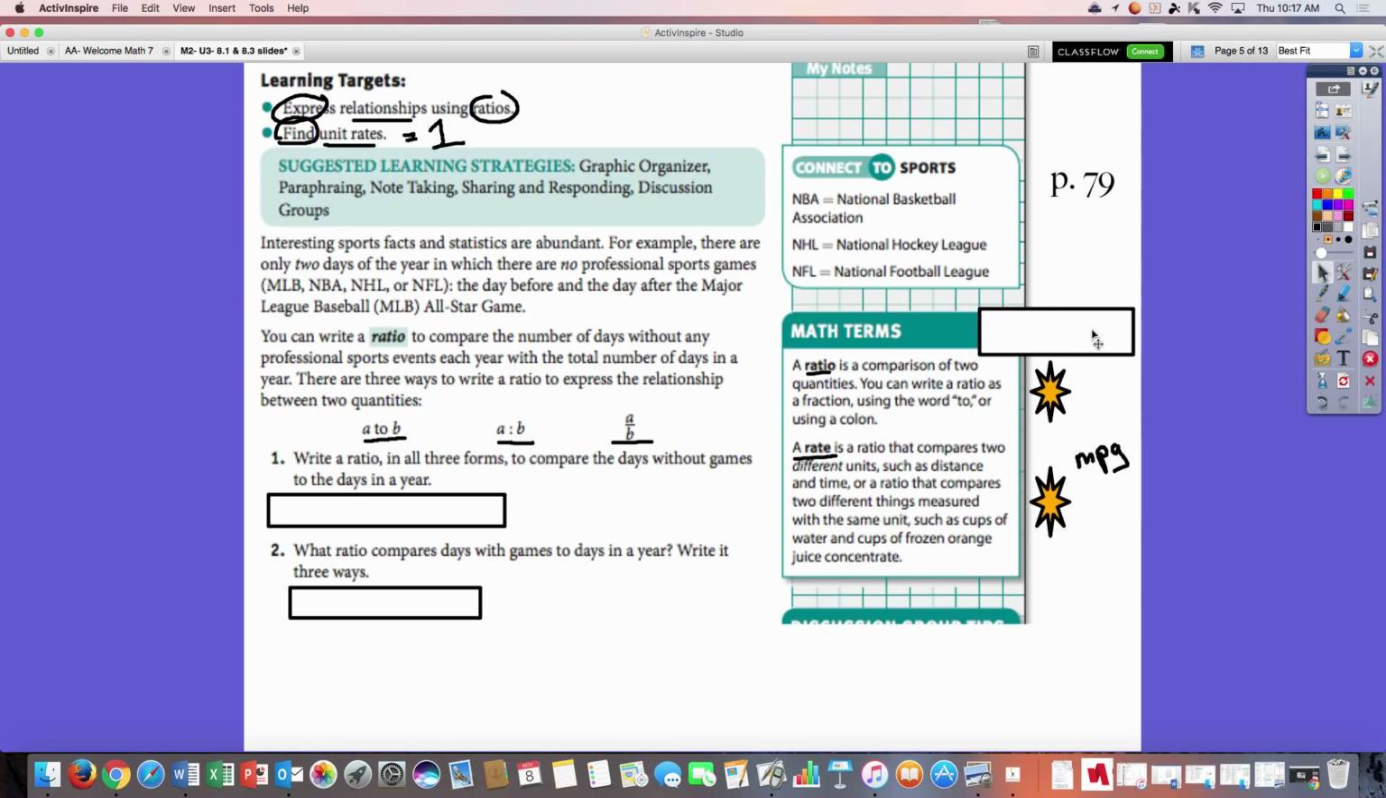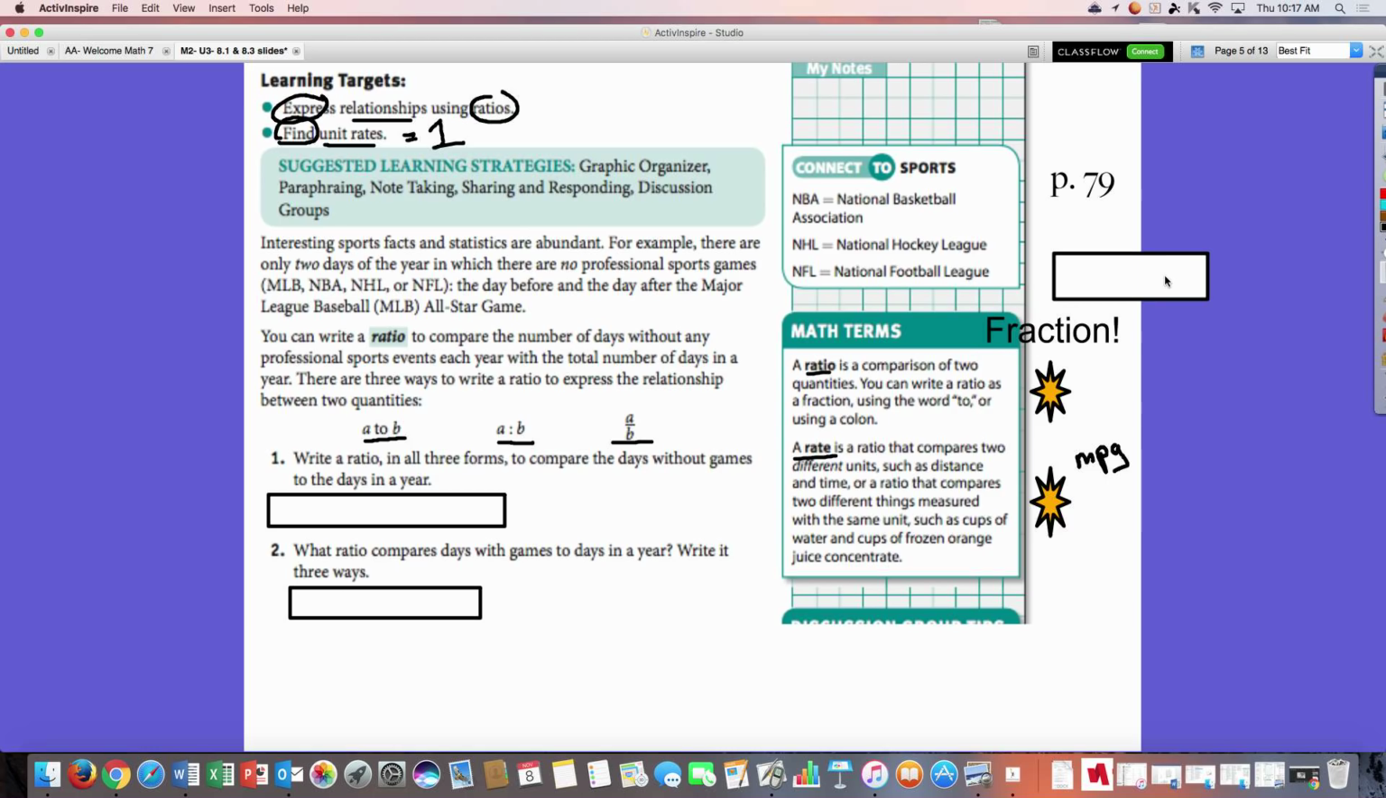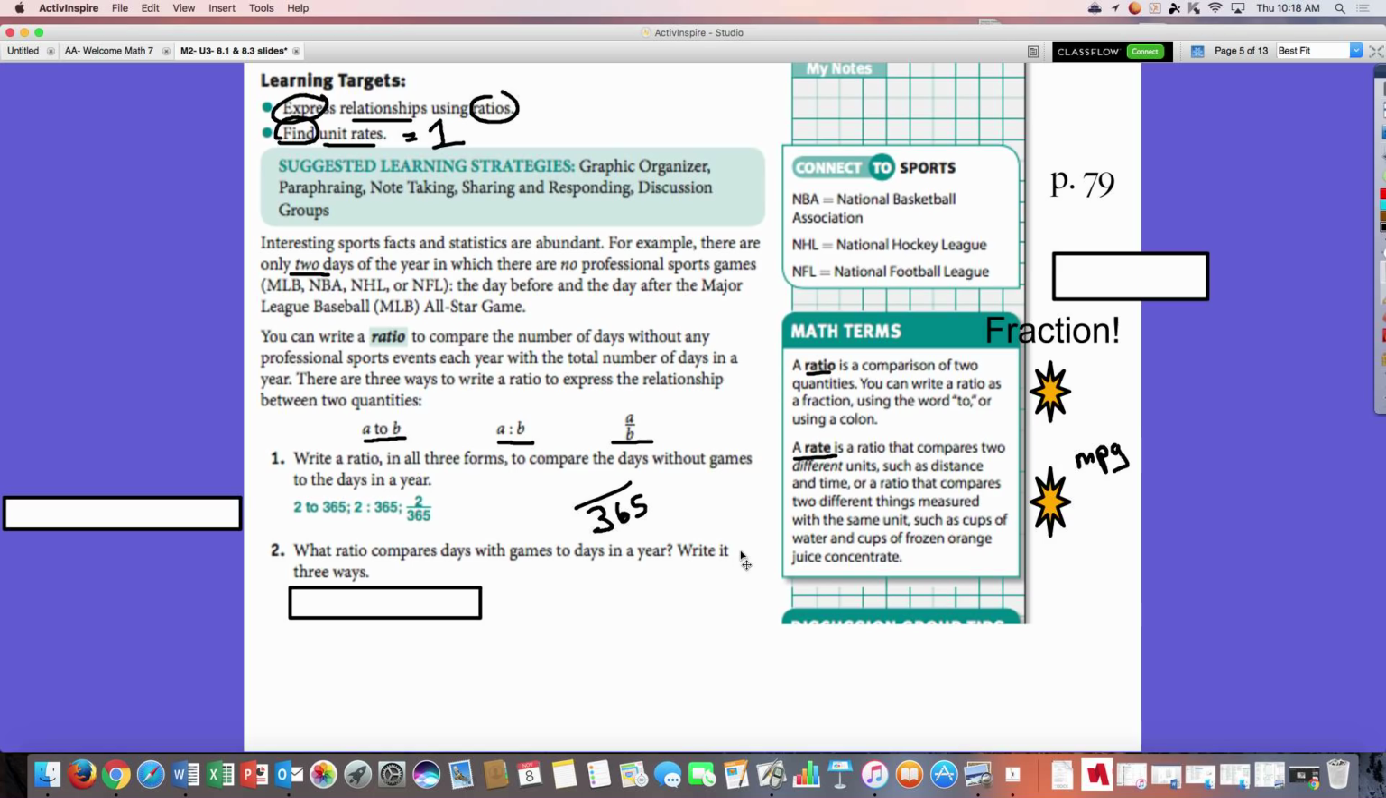But really all we're doing, we're talking about fractions. It says write a ratio in all three forms to compare the days without games to days in the year. Well, how many days are there in a year? 365, right? How many days are there no games? Well, we told you there's only 2. 2 days without any games. So to write that 3 ways: 2 to 365, 2 to 365, and 2 to 365. Notice they sound the same, even though they all say the word 2. So this one, hopefully you wrote it 3 ways there.